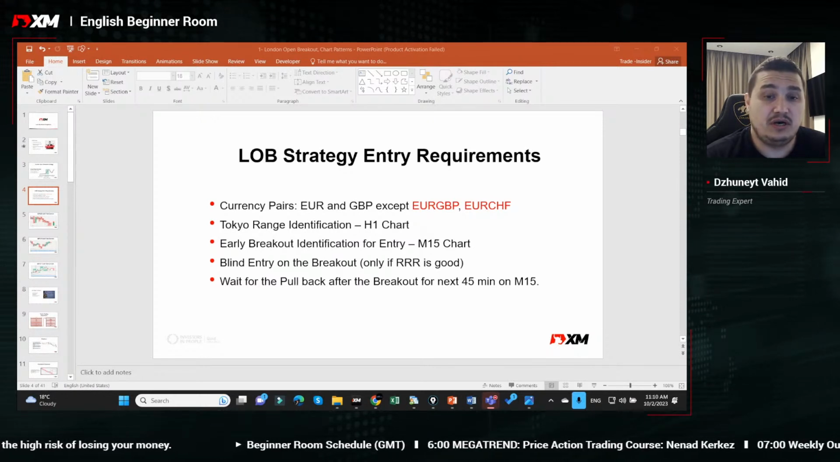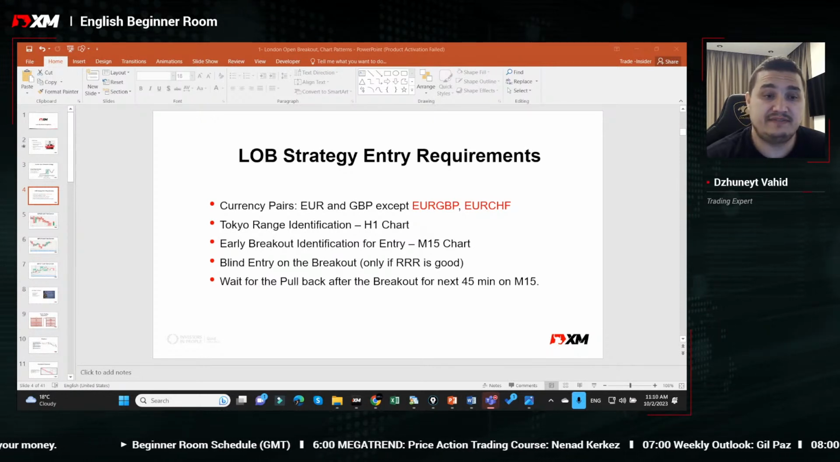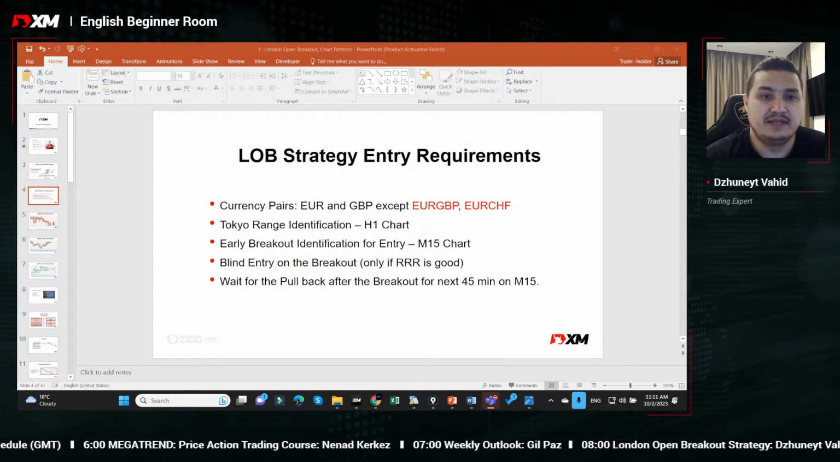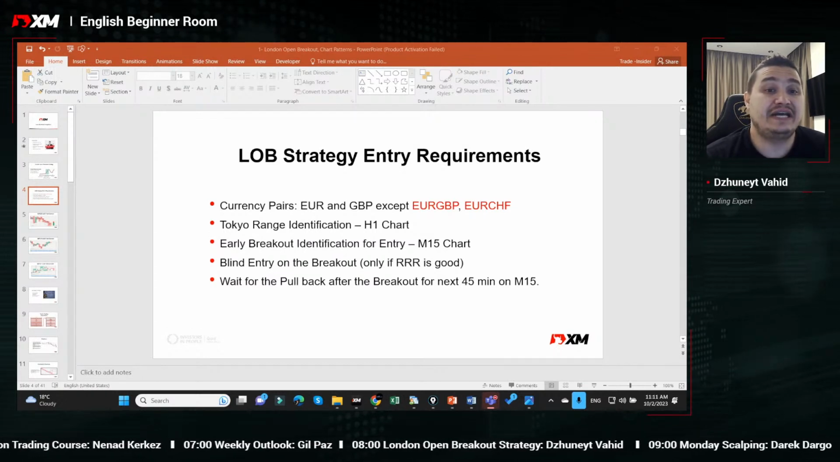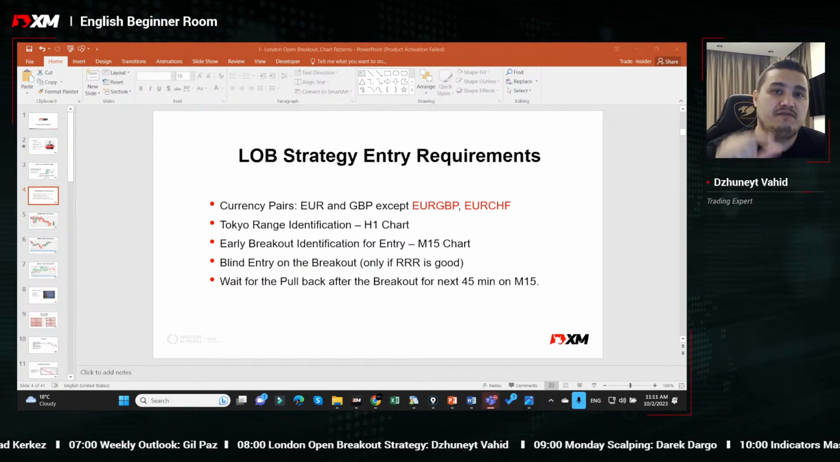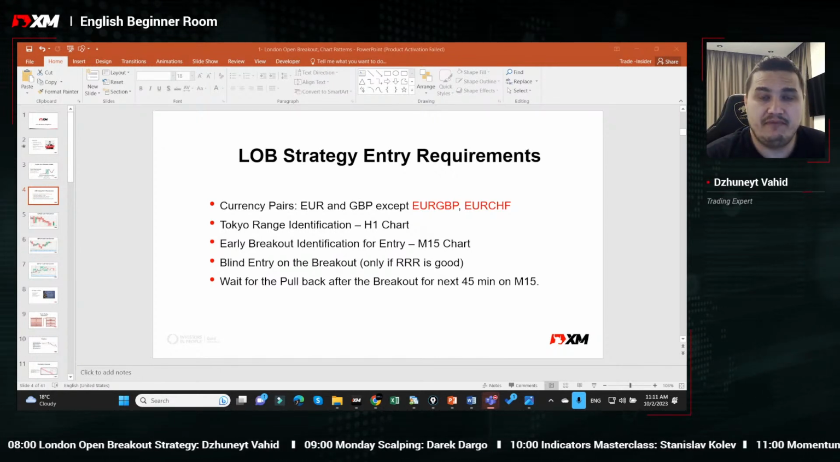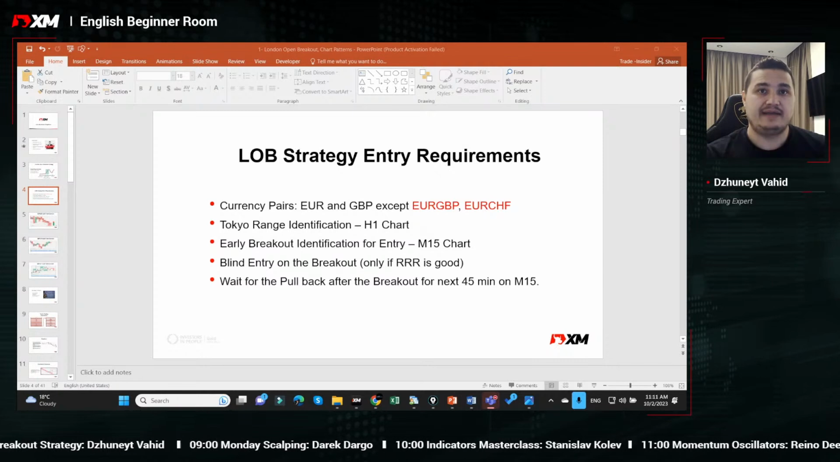Okay, so after we find all the instruments, after we actually prepare all the euro and sterling crosses and even majors on our terminal, we are looking for Tokyo session range identification. So we are looking for this tight sideways choppy range, which is very obvious, especially when you place your lines.